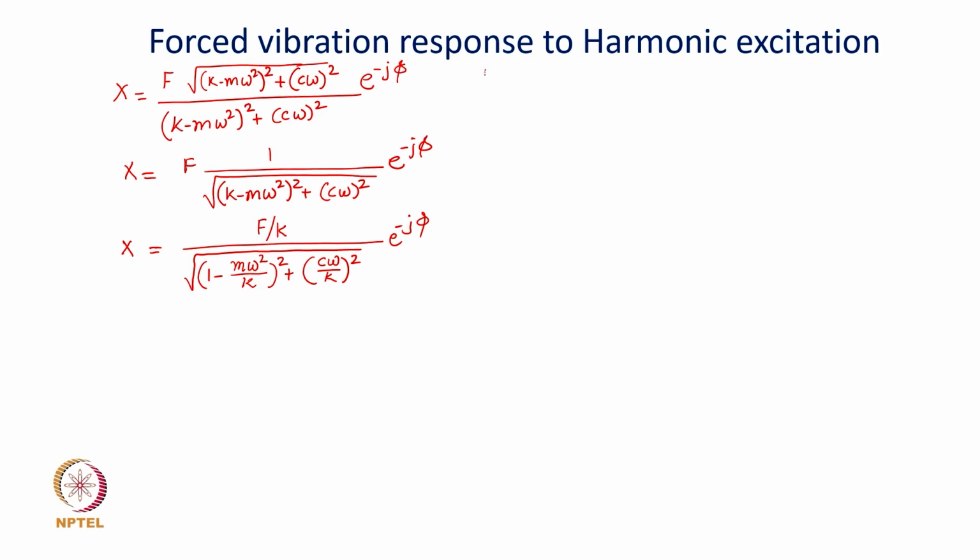Now, F over k will be what? You have a simple single degree of freedom vibratory system, and you are applying a force F which is time dependent, or maybe I can write this as F naught e to the power j omega t. So, I forgot to add this F naught, which is basically the amplitude of the harmonic forcing function.